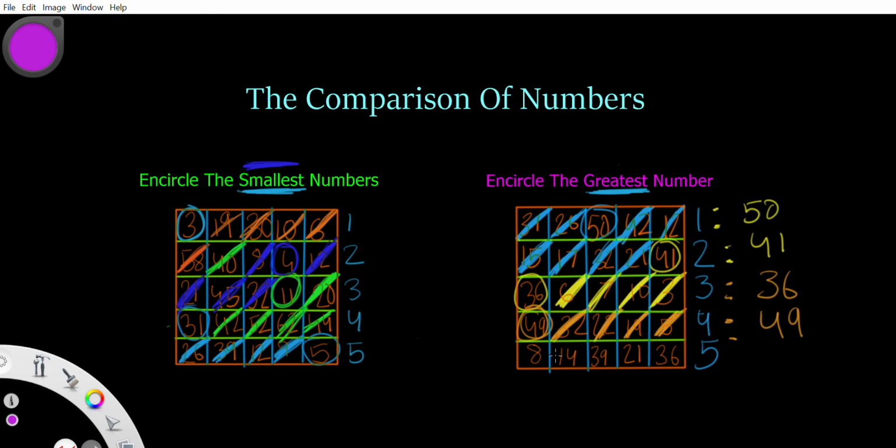And we have 8 over here, and we know that 8 is smaller than 14, so it's not going to be 8. And we know that 14 is smaller than 39, so it's not going to be 14, because we already found a number that's greater. And we know that 39 is bigger than 21, so it's not going to be 21. And we know that 39 is bigger than 36, so it's going to be 39. The champion of row 5 is going to be 39.